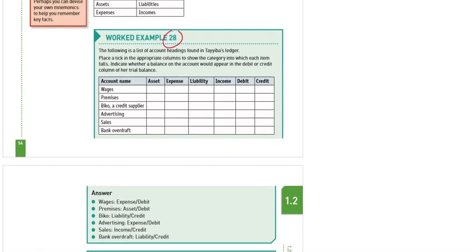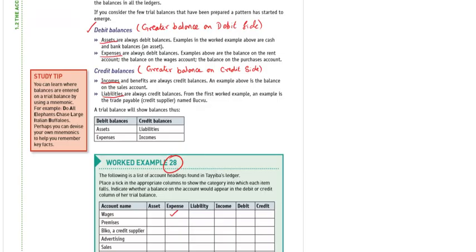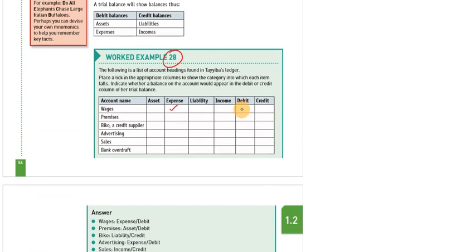Work example 28. You have to mention the account name. You have different account names. You recognize whether wages belong to asset, expense, liability, income, debit or credit. First of all I solve this for your practice. Wages is an asset, expense, liability, income? You know that wages is an expense, so we can take it here. And the nature of expense is debit, so we debit it. So wages, expense and debit. Now you have to write premises. What is premises? Asset, liability, income? You have to fill it. Okay, can you solve it? Can you fill it?